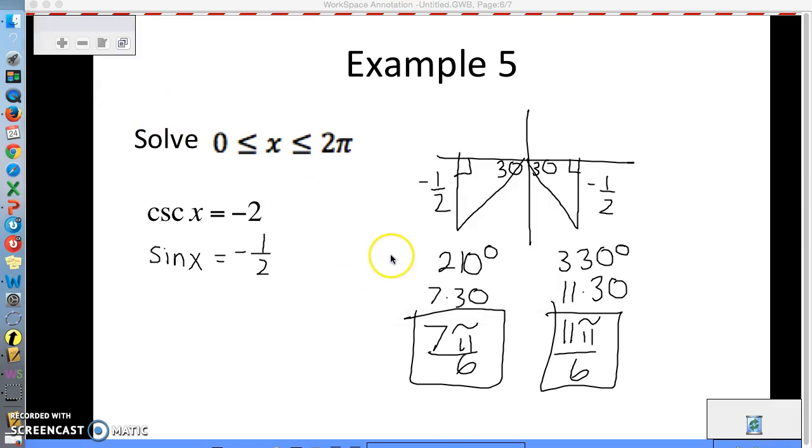All right, so let's take a look at this next one here. Oh, and that's it. So your assignment is the day 1 worksheet.